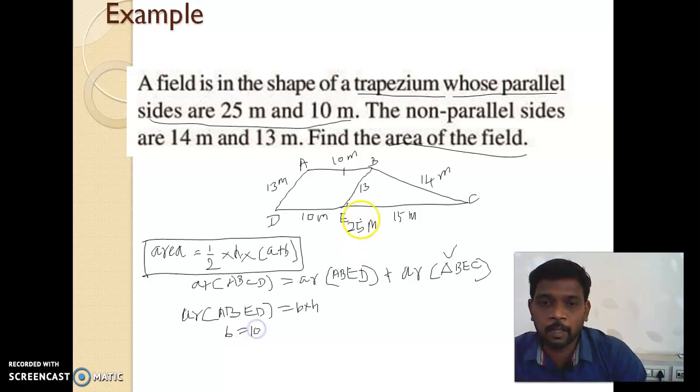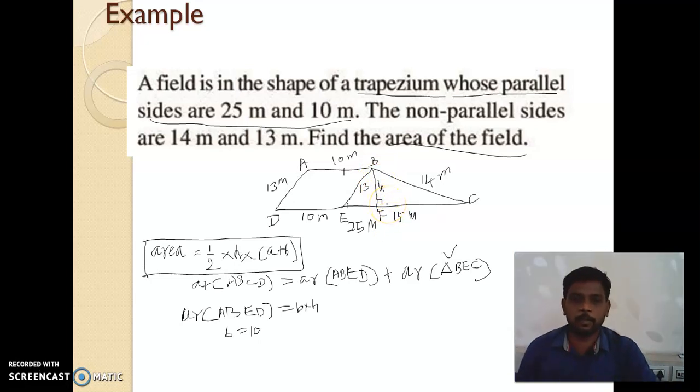The height is not given, so you can draw one altitude, that is the height, here like this, at 90 degrees, right? From E, let us take this point as F. So now this BF is nothing but the height of the parallelogram and also the height of the triangle. Here, first you have to find out the area of the triangle.